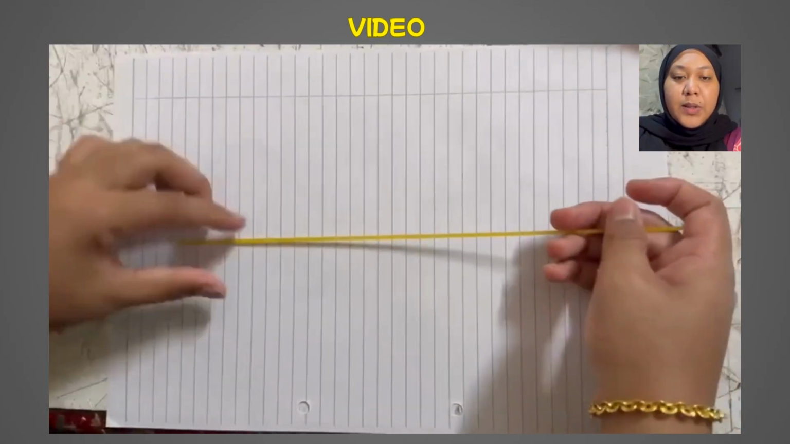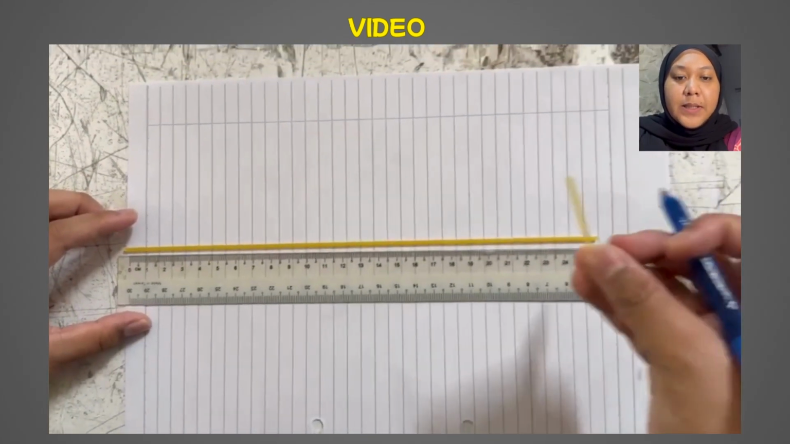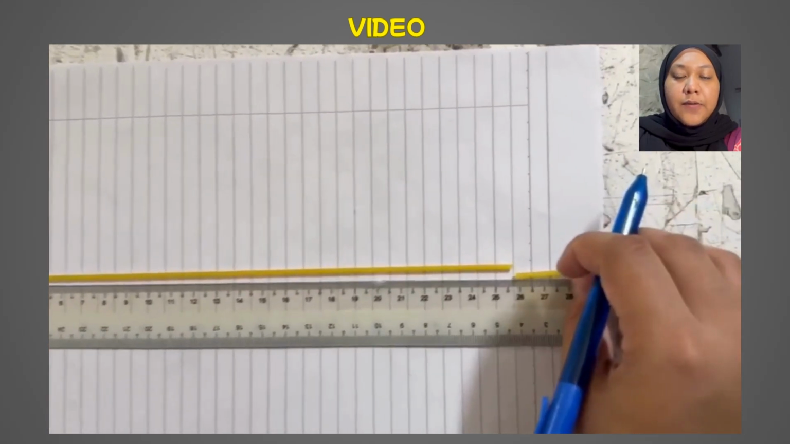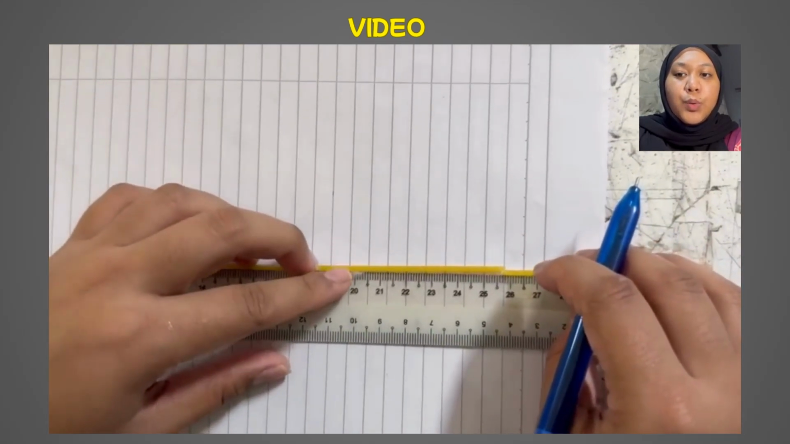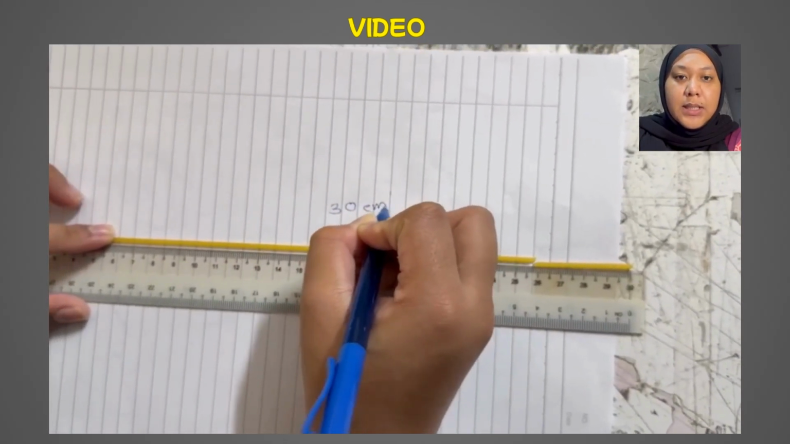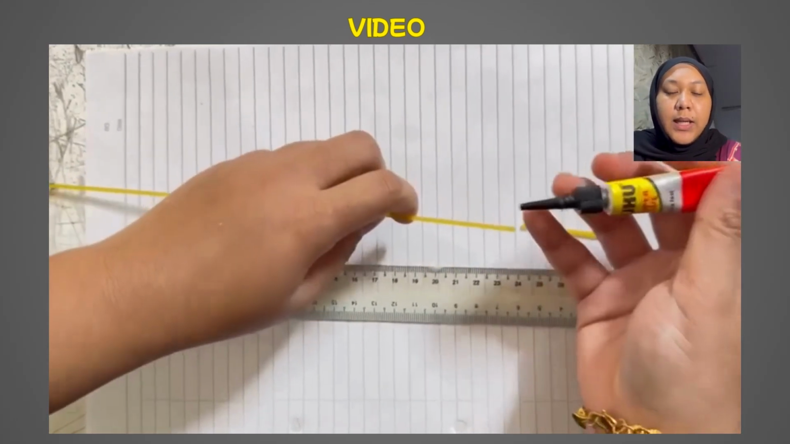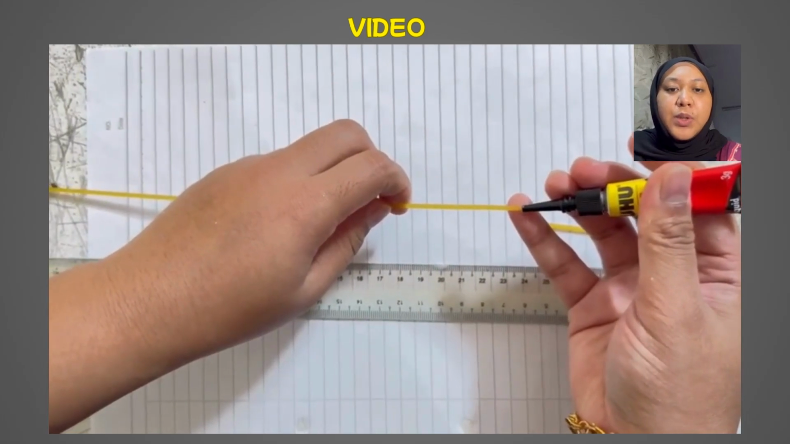Okay, at first we need to measure the spaghetti, and we found out the spaghetti is only 25 cm long, so we need to add 5 cm to make sure every piece of spaghetti reaches exactly 30 cm. After measuring the spaghetti, we glue the extra pieces onto each strand one by one.